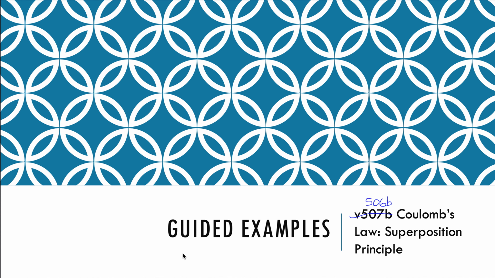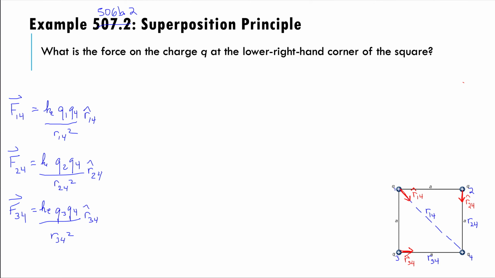Hey everyone, this is Dr. Walker. In this video, we're going to do another example going over the superposition principle. So trying to find a net force on a charge, and we will use unit vector notation. This is example 506b.2. The example says, what is the force on the charge Q at the lower right-hand corner of the square?